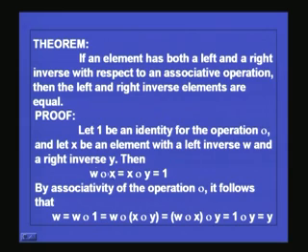But what is w dot x? w dot x is 1. So, this becomes 1 dot y, which is equal to y. So, we have proved that w is equal to y.